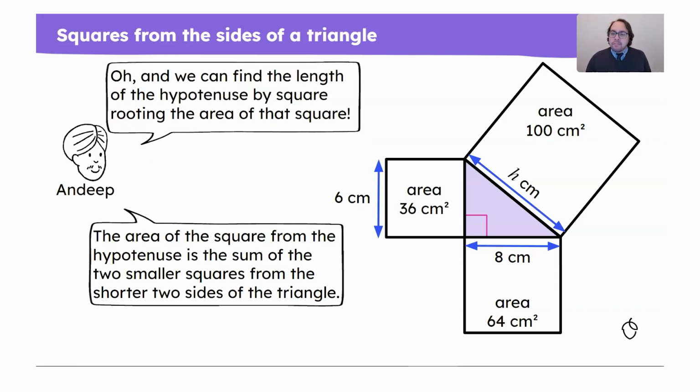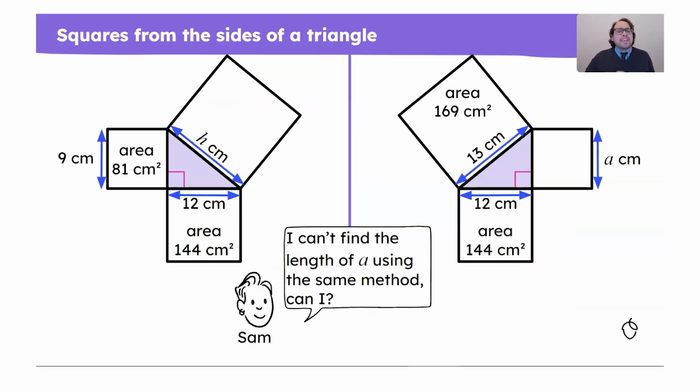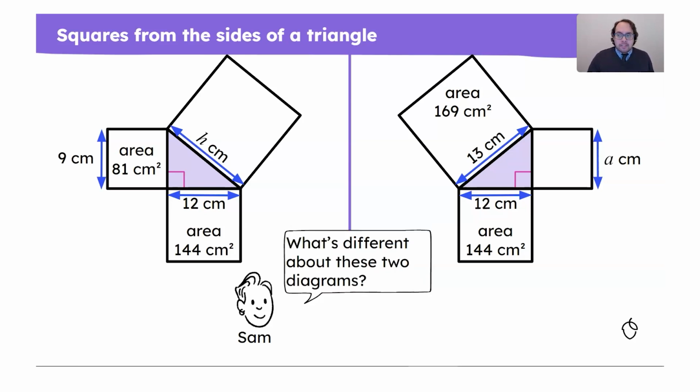And Deep's final piece of advice is that you can square root the area of a square to calculate the length of its side. And so for the largest square, square rooting 100 gives 10. The length of the hypotenuse is therefore 10 centimeters. Sam then queries whether it is possible to calculate the length of side labelled A using the same method. Pause here to think about or discuss how the side labelled H centimetres on the left is different from the side labelled A centimetres on the right.